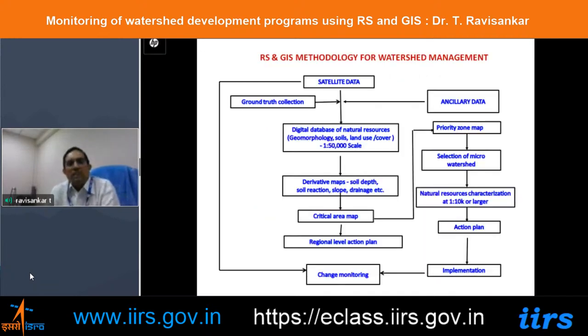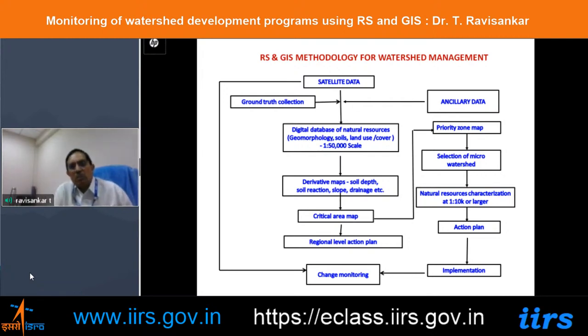And the overall methodology, if you look at watershed management, there are 2 levels. One is at a macro or medium scale, and one is at a micro level scale that we need to address the watersheds. Normally, we need the satellite data, and in the case of micro level planning, we need very high resolution data of say 1 to 2 meters, so that the watersheds which are of the size of say 500 to 1,000 hectares can be addressed easily. And with the help of the ground truth and other things, we need to prepare the natural resource database first.